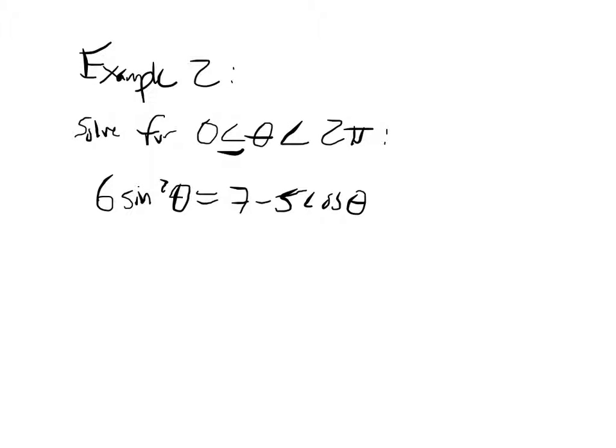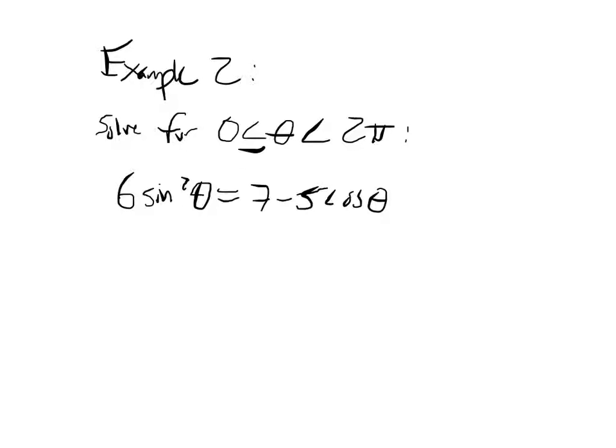Okay, so here's another example. Still solving from 0 to 2 pi, and I've got 6 sine squared theta equals 7 minus 5 cosine theta. And the one problem we notice is we've got a sine squared, and just a cosine. And generally, for looking at these equations where quadratics can come into play, obviously you want your quadratic term in sine and a linear term in sine. So the question is, how can I get this all in terms of sine or cosine?